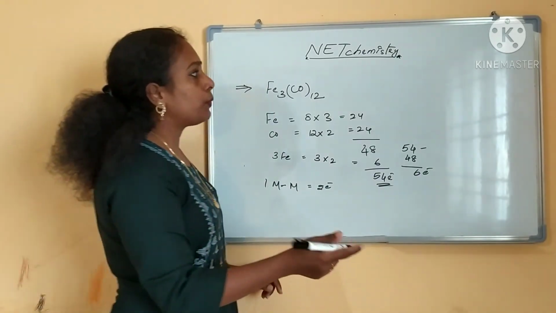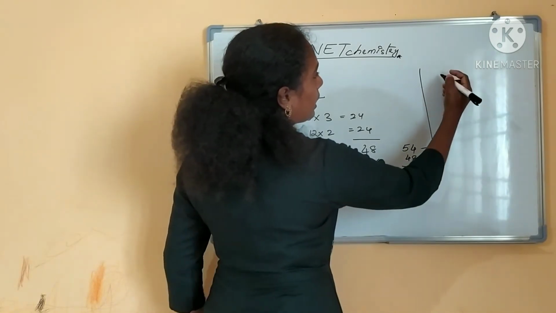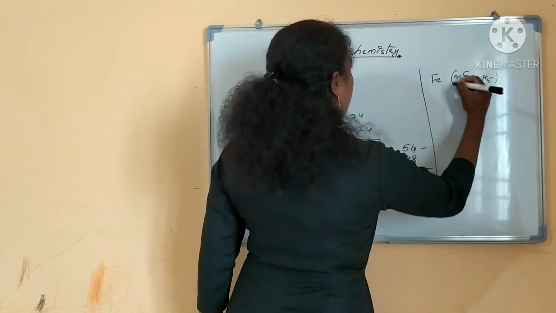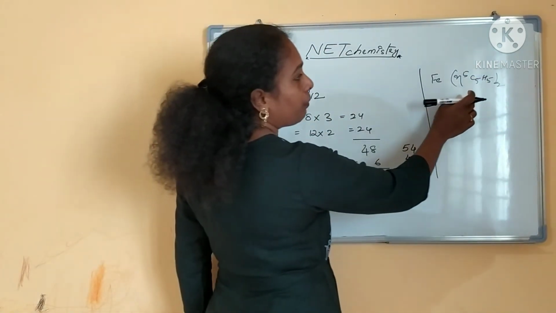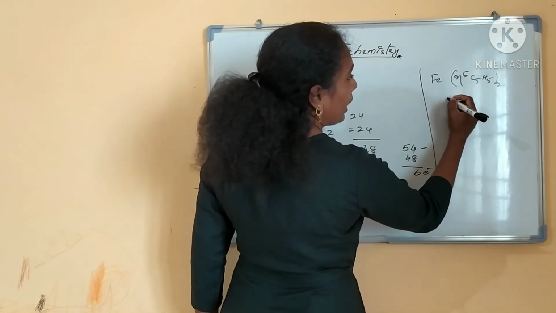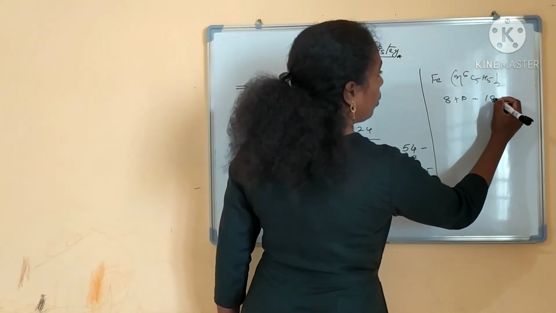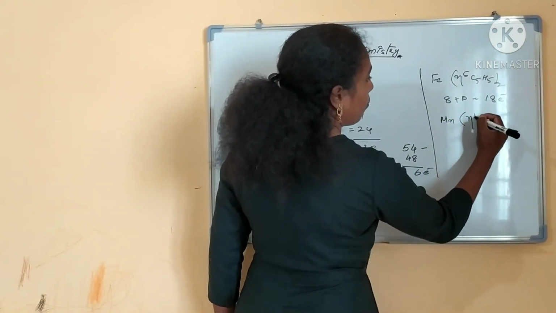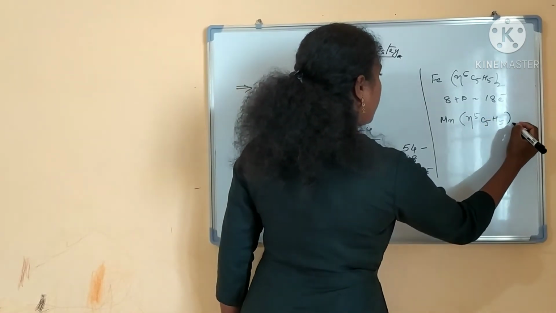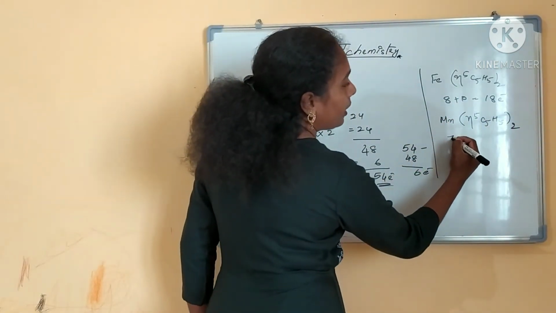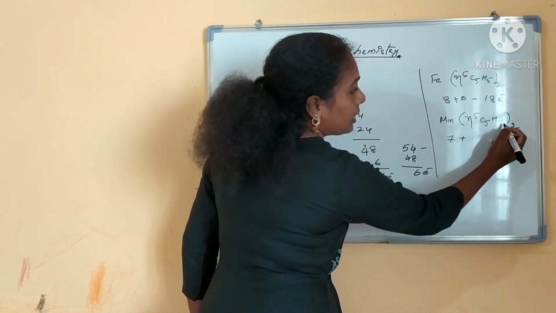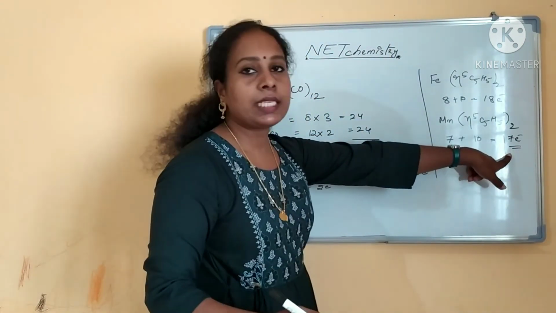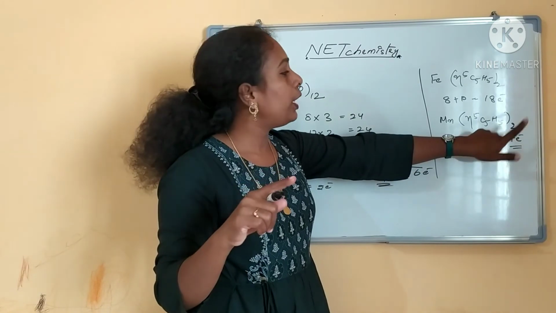One more thing I would like to say from this topic. If you see ferrocene, Fe eta 5 C5H5 twice, it obeys the 18 electron rule: 8 plus 10 equals 18 electrons. If I take manganese, Mn eta 5 C5H5 twice, manganese has 7 electrons and this is 10 electrons, so it will be 17 electrons. It is not stable. If it is 17 electrons, it requires one more electron, then only it will become stable.